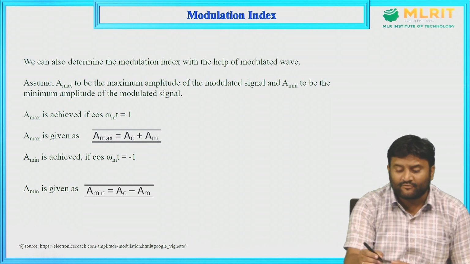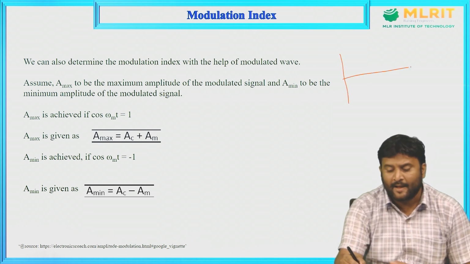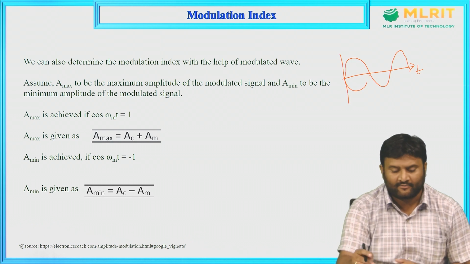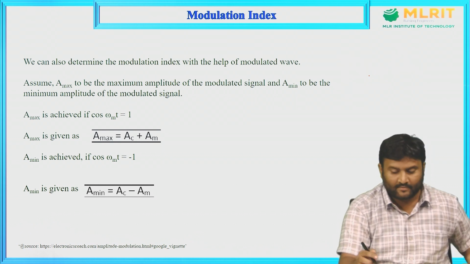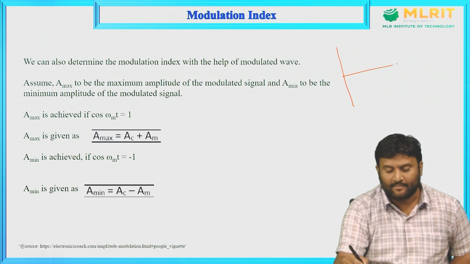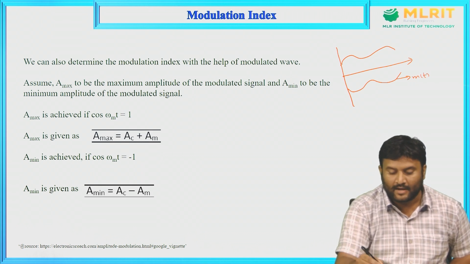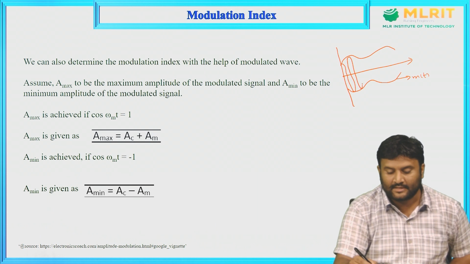And observe the waveform for the amplitude modulated signal. Here, for example, I am taking the positive side as well as the negative side. Here this is the message signal m(t), and observe here this is the carrier signal.